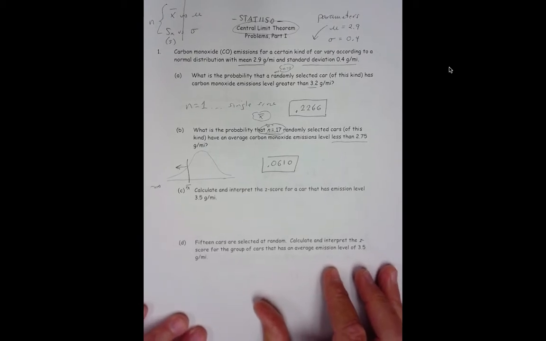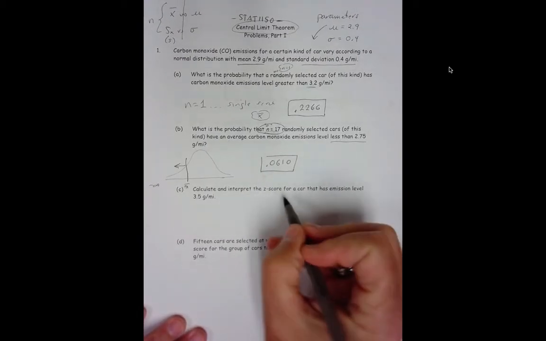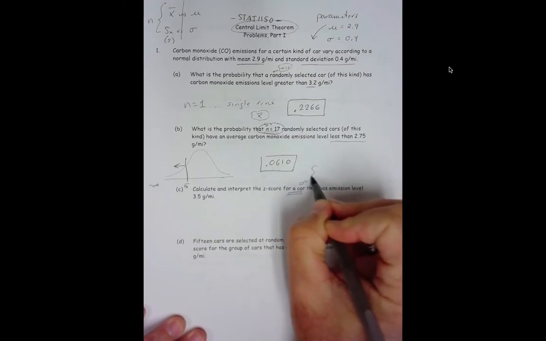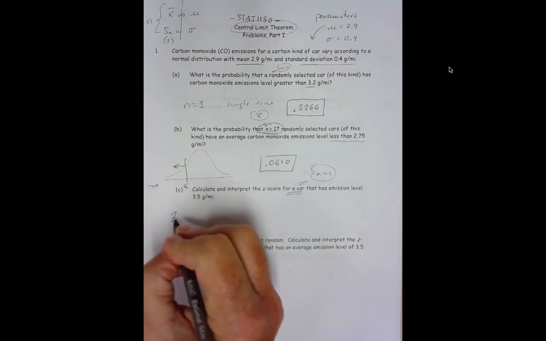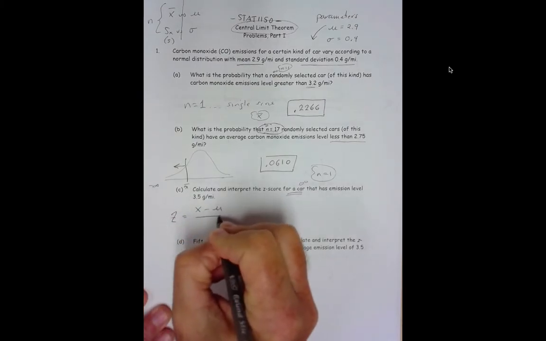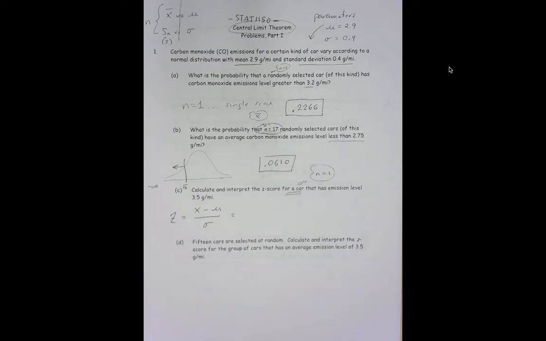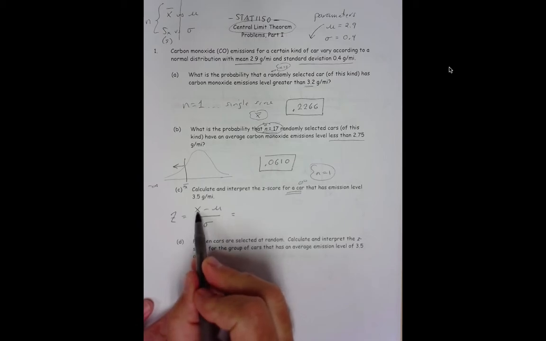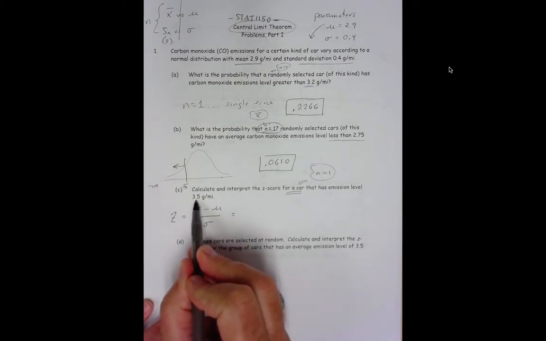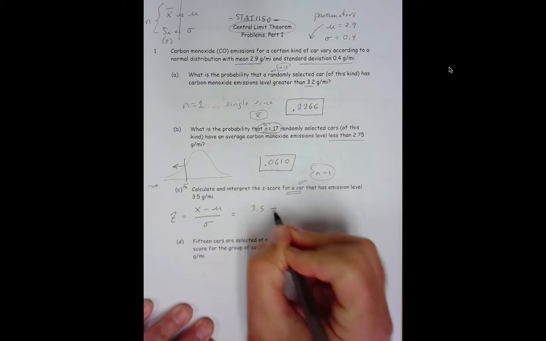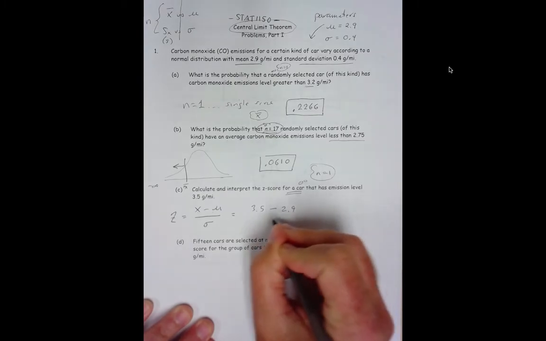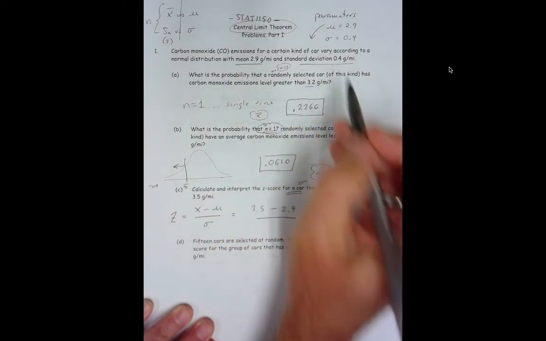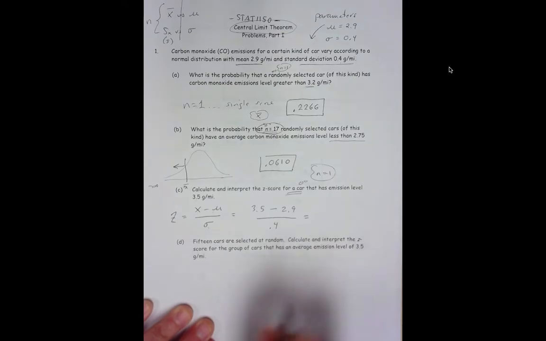All right, calculate and interpret the z-score for a car. A car. N equal 1. From the previous video, I told you that if we have just one car, we use the z-score formula that we've seen before. X is the measurement of the car. Mu is the mean of the population. And sigma is the standard deviation of the population.